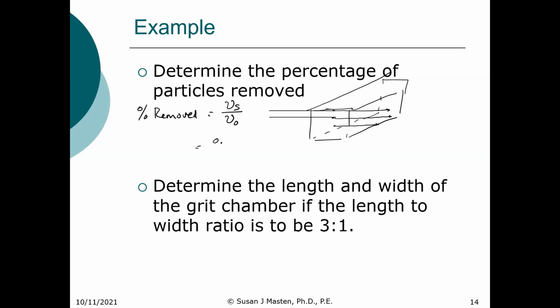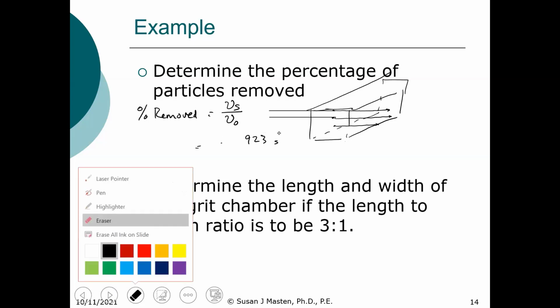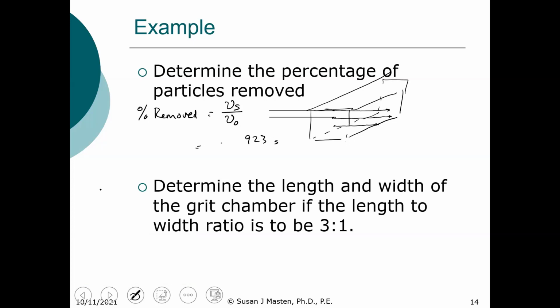So if we continue, or if we use Solver to determine the terminal settling velocity, let's see if I can get rid of some of these lines. I apologize. It appears to have something to do with how stable the internet is at home.